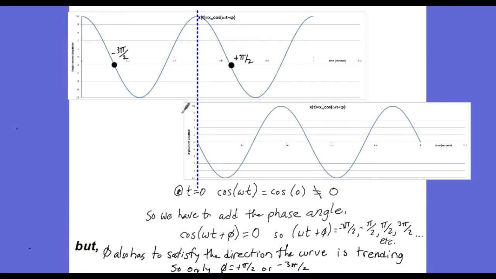So the phase angle tells us how much we have shifted from this original starting point when the phase is 0, in the positive direction pi over 2, or in the negative direction negative 3 pi over 2. So when we write the equation, this is what it will look like.